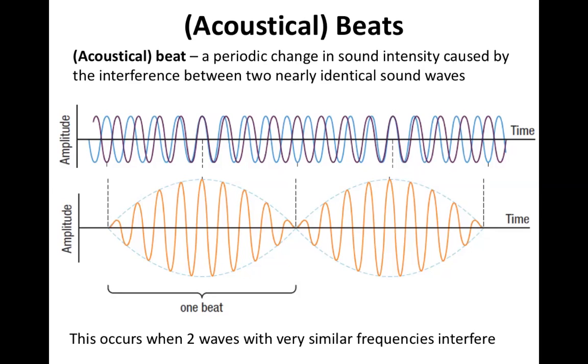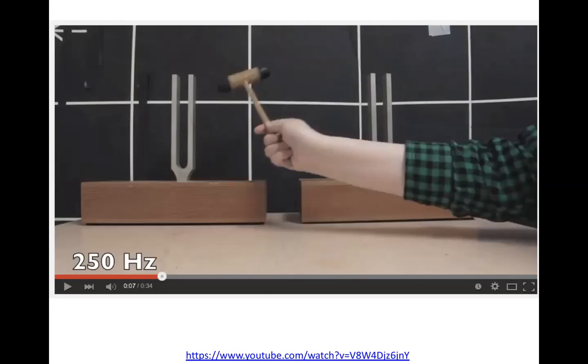Remember that in sound, amplitude is the loudness. So the way that we would hear 2 slightly different frequencies is by a sound that gets louder and then softer, and then louder and then softer. And I'm going to show you what this sounds like. Okay, so we're going to go over to a little demo.